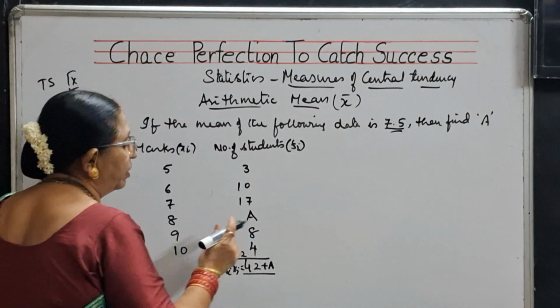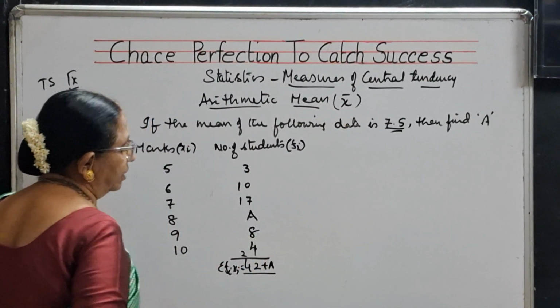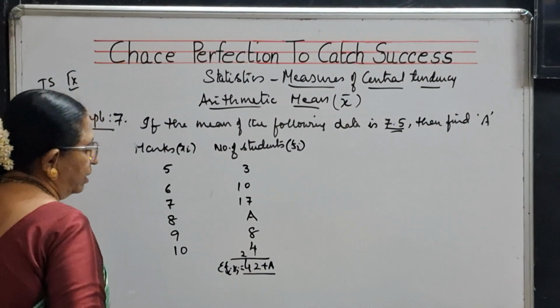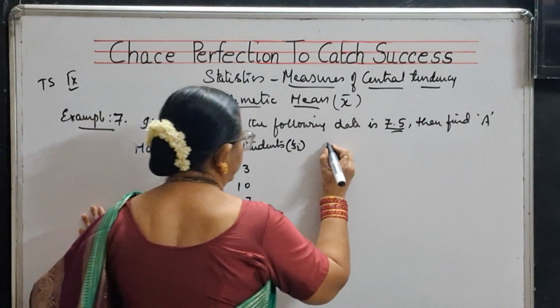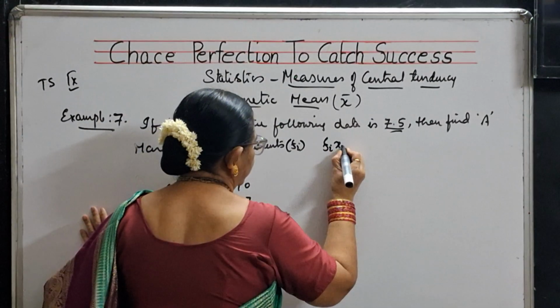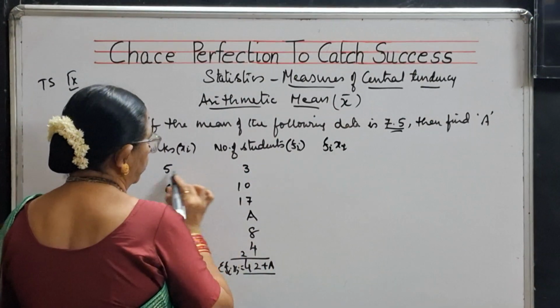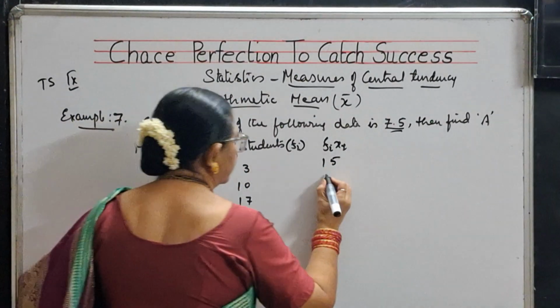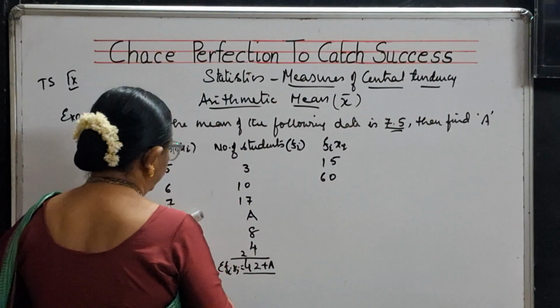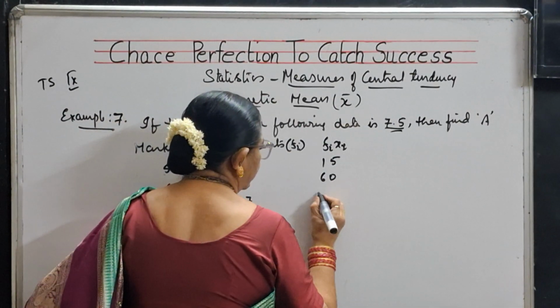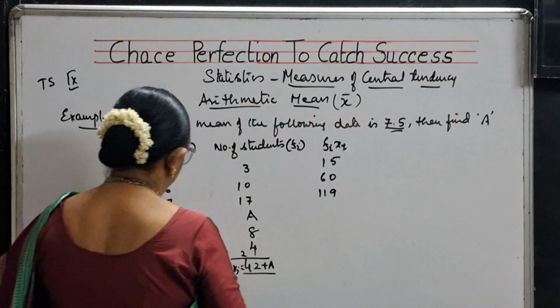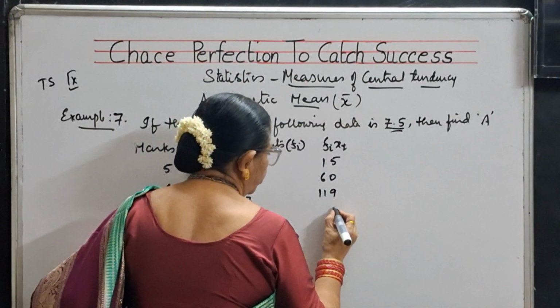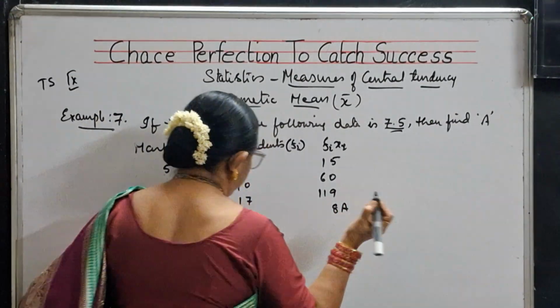They have not given any value for A, so we will be taking it as it is. And now let us do the next part, fi xi. These two we have to multiply. 5 threes are 15, 10 sixes are 60, 17 sevens are 119, 8 into A, you will be getting it as 8A.